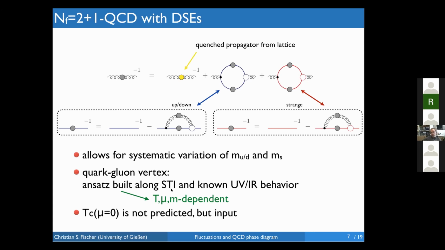Now, this vertex, for all the results I'm showing you in this talk, is built along its Slavnov-Taylor identity and well-known analytical ultraviolet and also infrared behavior from continuum studies. And it has the merit that it's temperature, chemical potential, and quark mass dependent, which suits a systematic exploration of the Columbia plot. Let me also mention that in this ansatz, there is one parameter built into it, which is kind of a strength parameter of the vertex. And that is adjusted to the lattice results for the crossover temperature at zero chemical potential. So this is not a prediction, but this is actually an input. I'll come to that in the next slides.